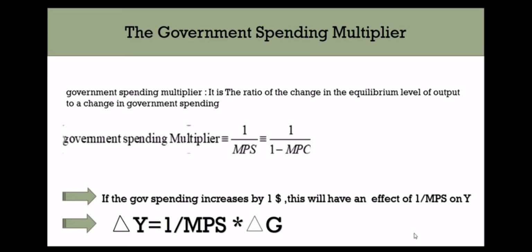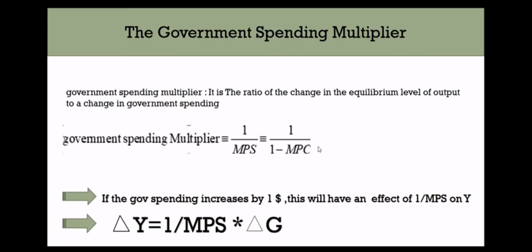Okay, let's start with the government spending multiplier. It is the ratio of the change in the equilibrium level of output to a change in government spending. So the government spending multiplier shows us what an increase in government spending by $1 will do to Y. If you want to calculate it, we can use the equation as we see here. It's equal to 1 over MPS, which equals 1 over 1 minus MPC. In case you didn't know, MPS plus MPC is equal to 1: the marginal propensity to save plus the marginal propensity to consume is equal to 1. So that's why MPS is the same as 1 minus MPC.